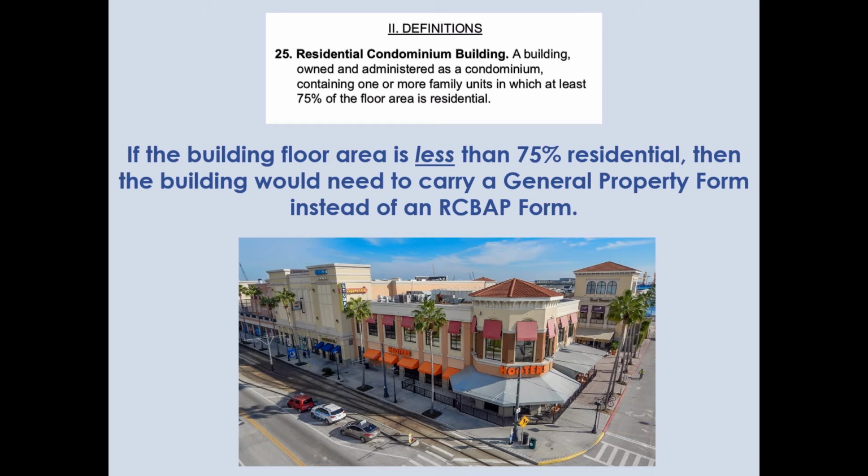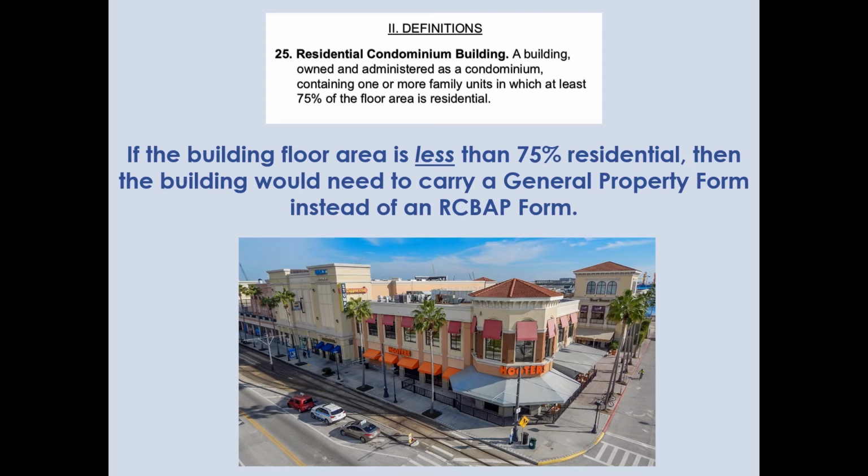A building owned and administered as a condo containing one or more family units where at least 75% of the floor area is residential. That is a residential condo building. Again, we have to have 75% of the square footage residential space. Otherwise, this would need to be insured under a general property form.